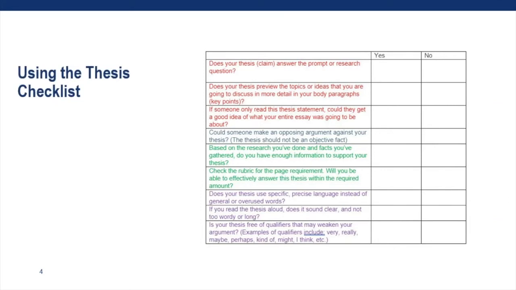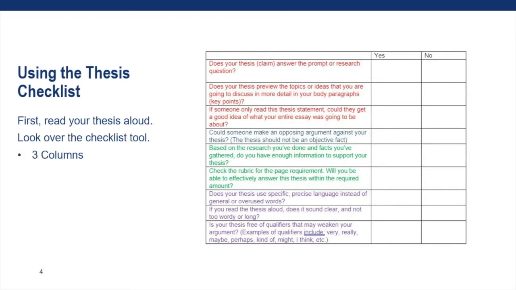The first step is to reread your thesis. Reading out loud works best because it allows you to really hear how the words and ideas flow together. Our checklist is divided up into 3 columns. On the left-hand side, you'll see a list of questions. Next to each question, you'll see a square that corresponds to either yes or no.